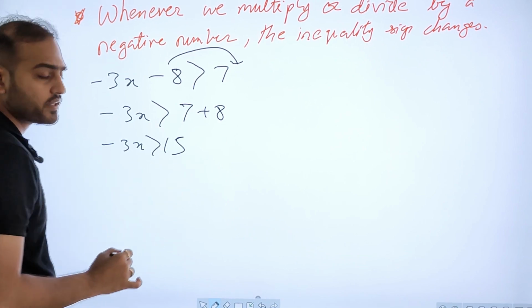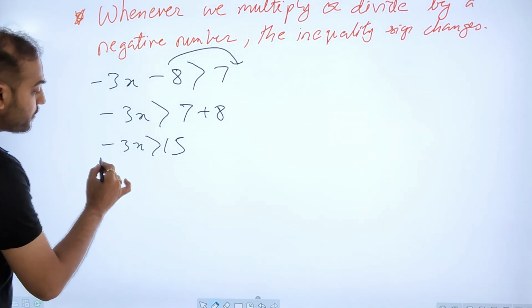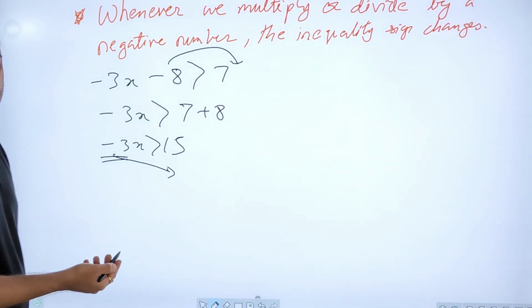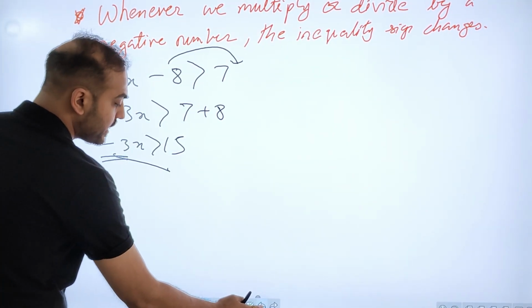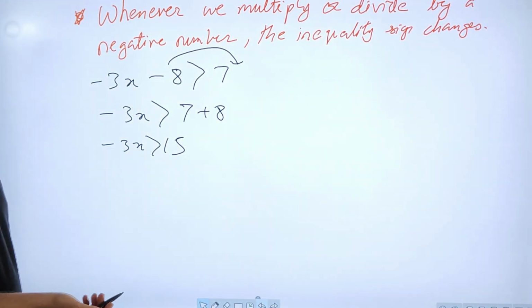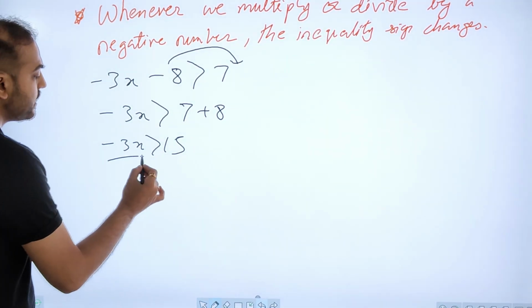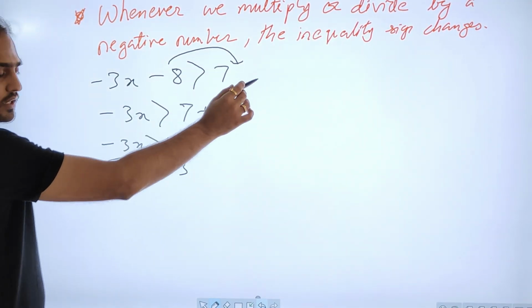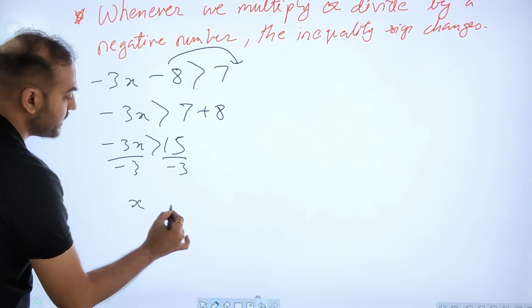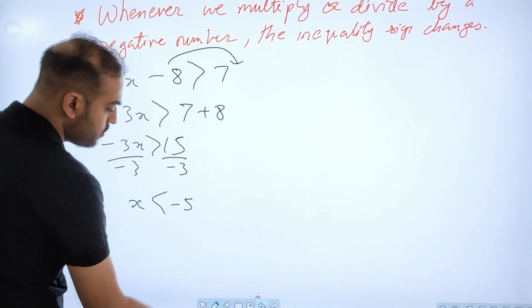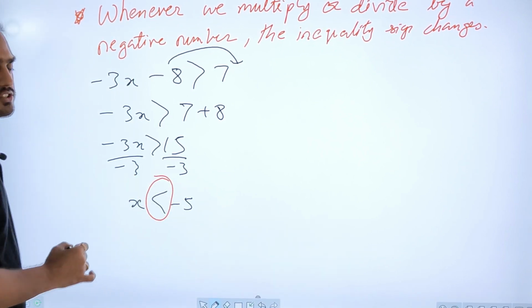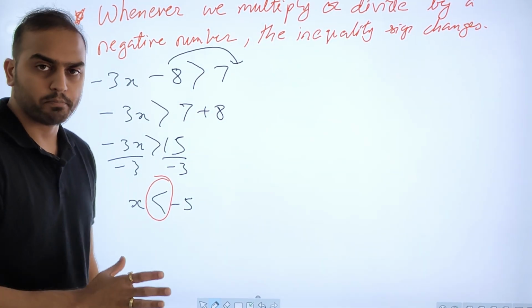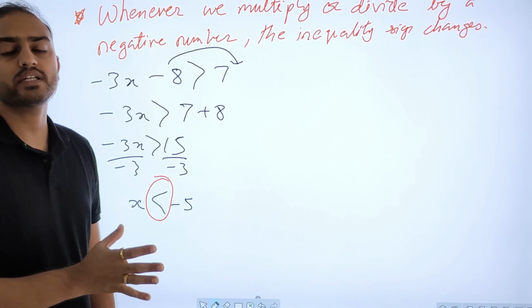I get minus 3x greater than 15. Now I am going to cross multiply this minus 3, or you can also think of it as dividing both sides by minus 3. Because I am dividing, the inequality sign changes. Whenever you multiply or divide by a negative number, only then will the inequality sign change.